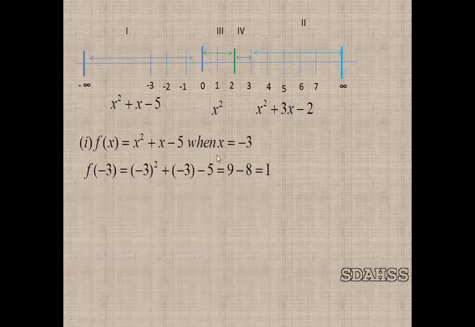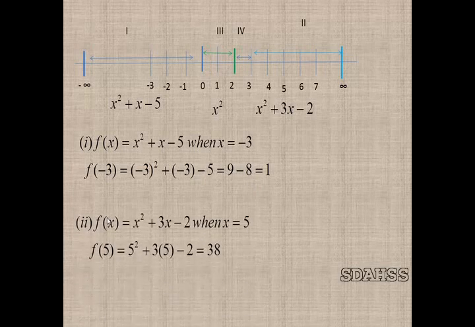First one, minus 3. Minus 3 is located in the first interval. So its function is f of x is equal to x square plus x minus 5. Substitute x is equal to minus 3. So you have minus 3 whole square plus minus 3 minus 5. Minus 3 whole square means 9, minus 3 minus 5 is minus 8. So 9 minus 8, 1.